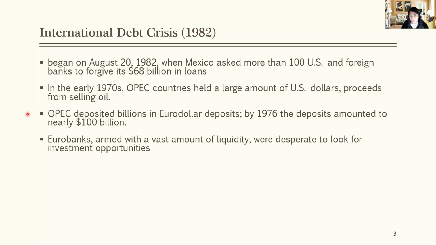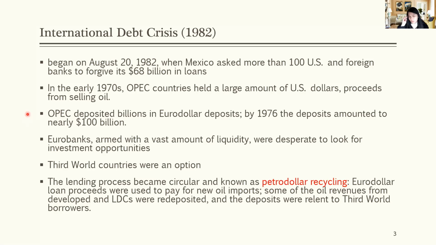So due to this liquidity, a lot of banks started to look for investment opportunities. And at that time, third world countries were one of the attractive options because of the high promised returns, okay? So they were a bit riskier, and as a result, the banks can charge them a higher risk premium.